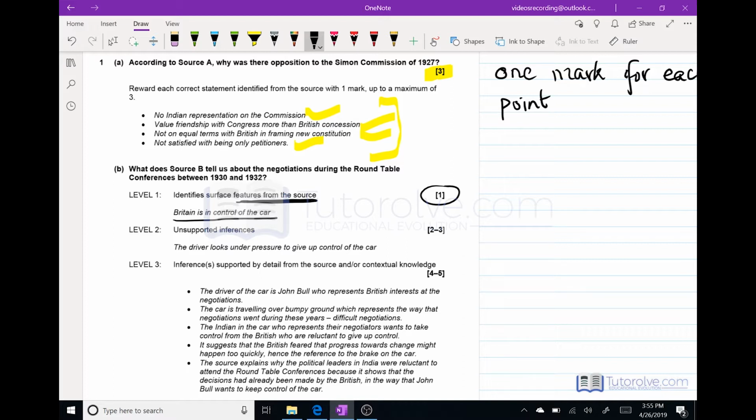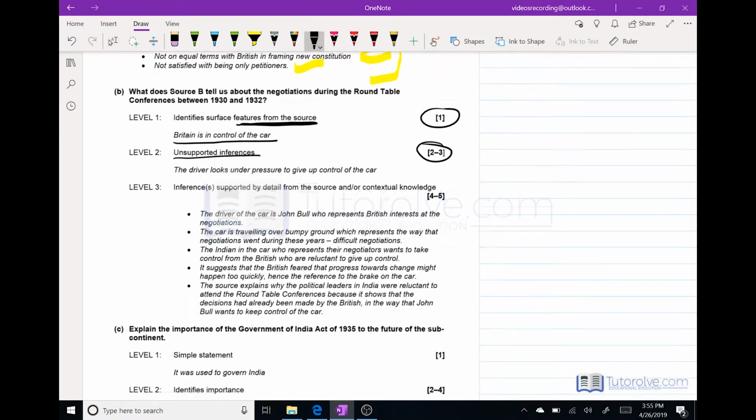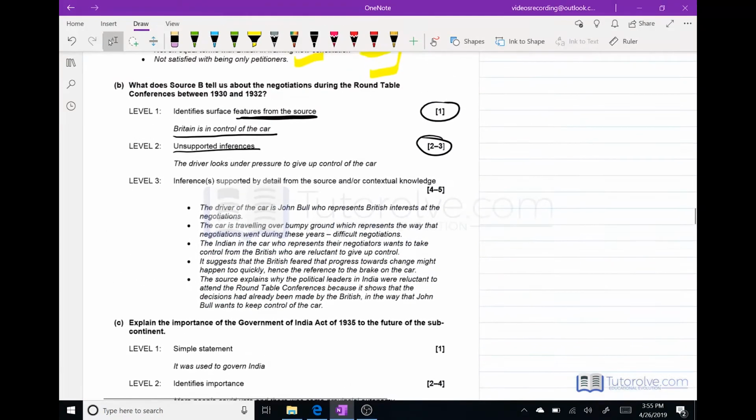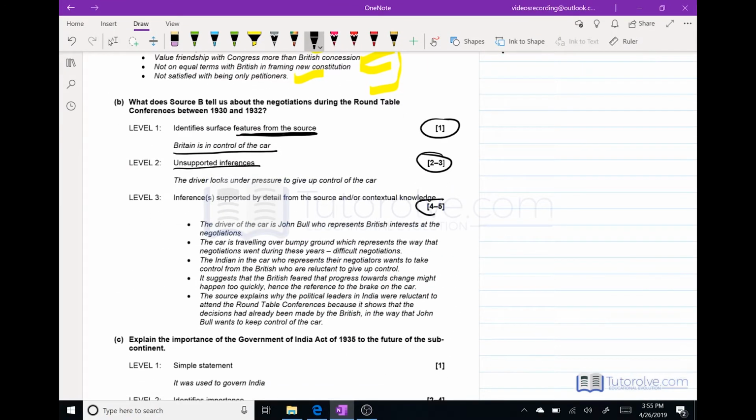Then you have general vague statements which will get you 2 to 3 marks, but there is no point in writing stuff like the driver looks under pressure to give up control of the car. That's just a vague statement. It doesn't go deep into the analytical part of the picture. Now, since it's a 5 mark question, you need to realize that you need a little bit more depth in the answer.